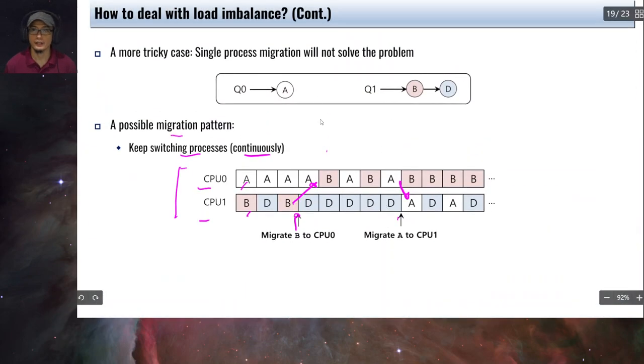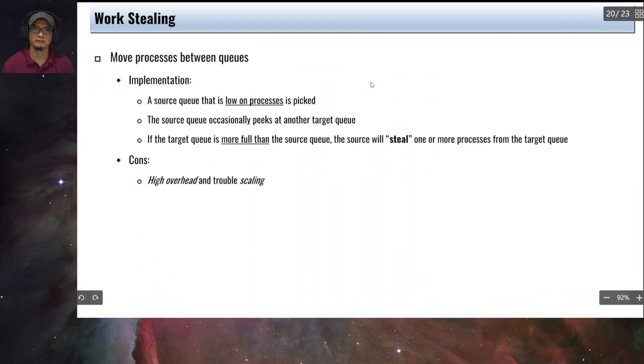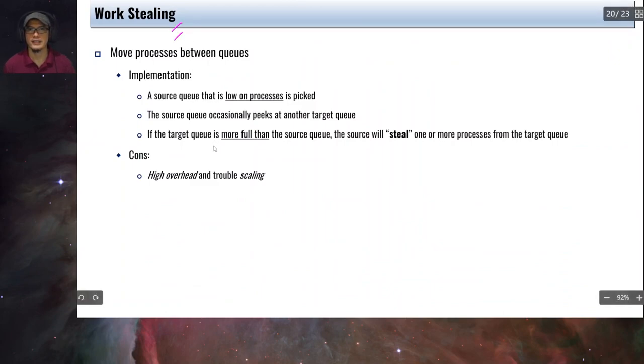How do we determine when to move, when to migrate one process from one queue to another? We have the concept of work stealing, wherein to be able to move processes between queues, a source queue that is low on processes is picked, and then this source queue will try to check or peek at other target queues. And if the target queue is more full, this means that there are more processes on that queue, the source will steal one or more processes from the target queue.